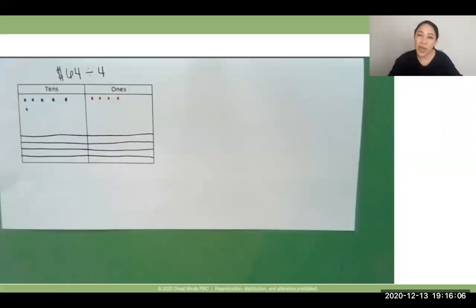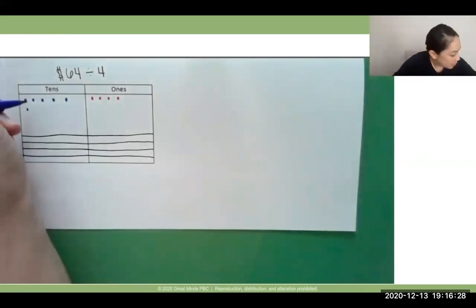Let's start now with the tens. What happens when we try to share 6 $10 bills equally with 4 people? Each person gets 1 $10 bill, but then we'll have 2 $10 bills left over. Let's show this in our place value chart now.